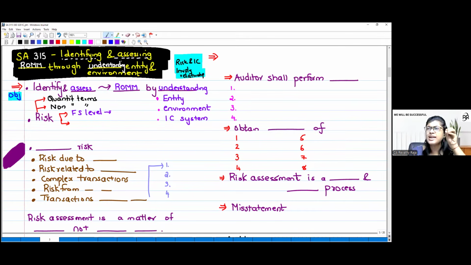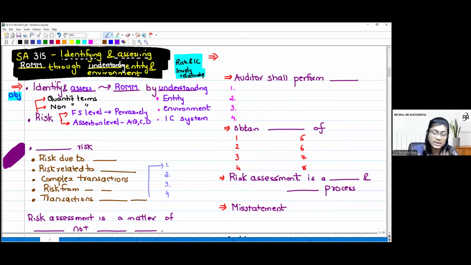In auditing we call it pervasively affecting FS. Or risk may be affecting only what? Risk may be affecting only assertion level, in assertion level of A, B, C, D.